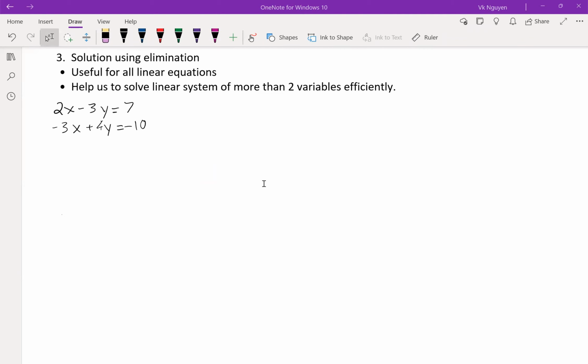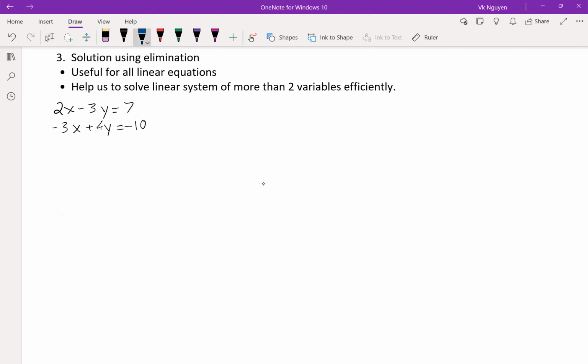There's another way that we can solve a system of equations, and that is by using elimination. Elimination is useful for all linear equations. It will also help us to solve linear systems of more than 2 variables efficiently. An example is 2x minus 3y equals 7, -3x plus 4y equals negative 10. Notice that we cannot isolate x or y on one side of the equation quickly. So the best way to do this is the elimination method.